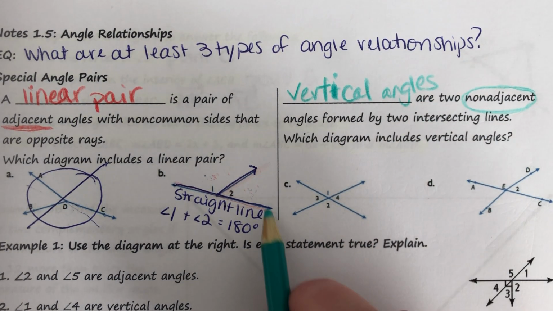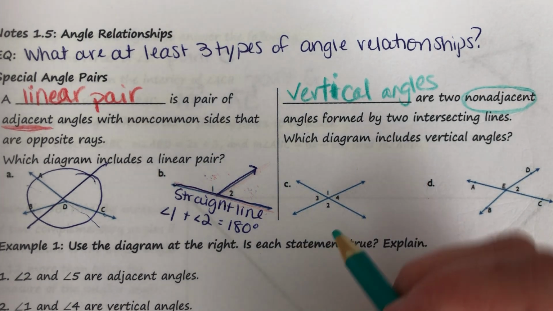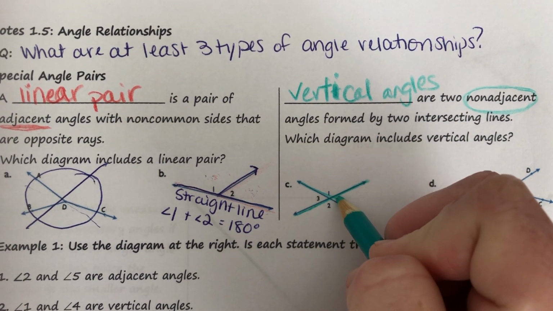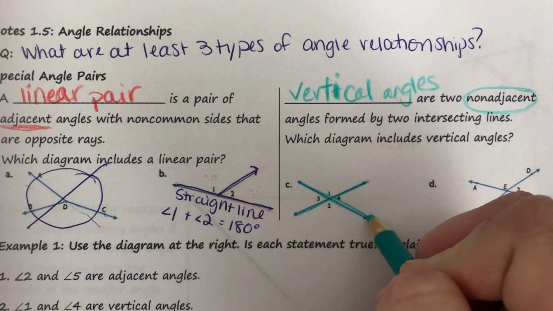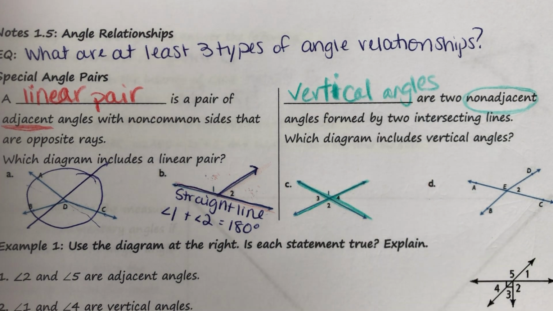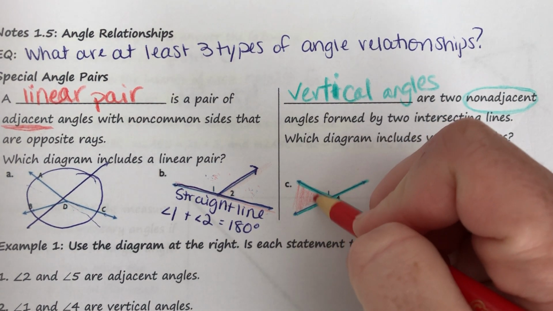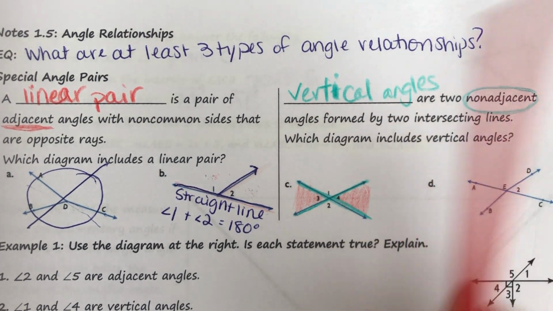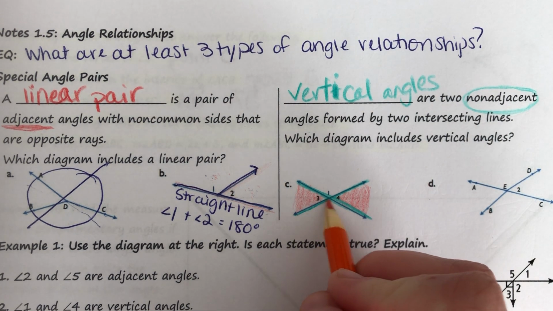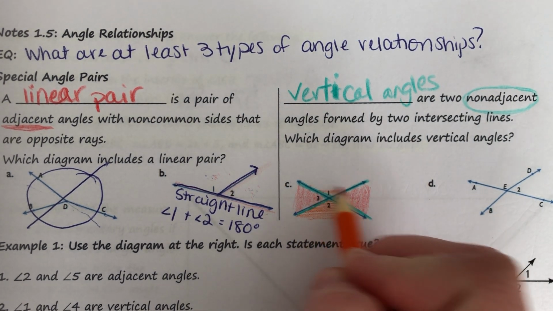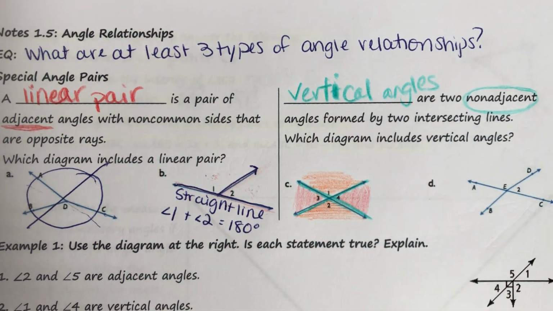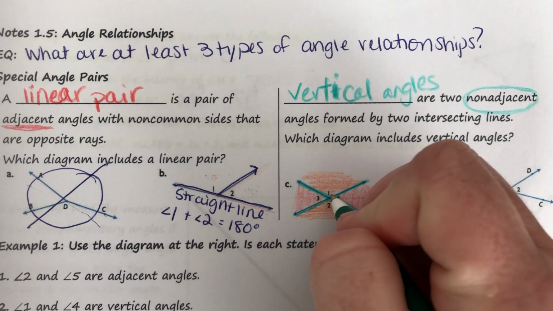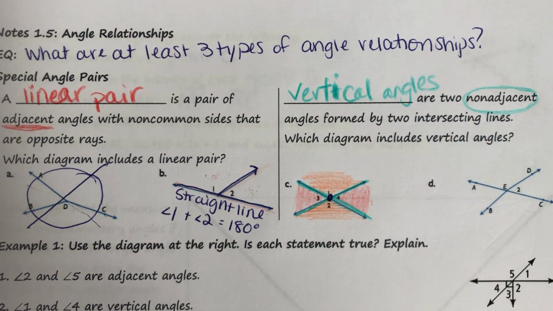Vertical angles are two non-adjacent angles formed by two intersecting lines. So here, if I have this straight line and this straight line crosses through it, I have two sets of vertical angles. We also call them bow tie angles because they're right across from each other. These two red angles, doesn't that kind of look like a bow tie? Absolutely. Also, this bottom guy is straight across from this top angle. So vertical angles are across from each other and they share the same vertex. They look like a bow tie.